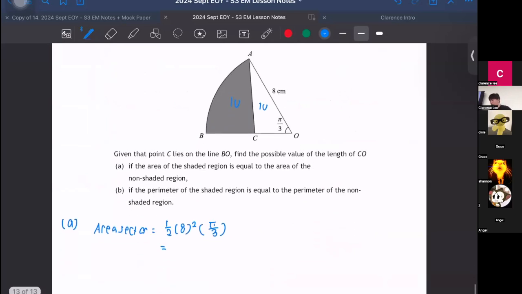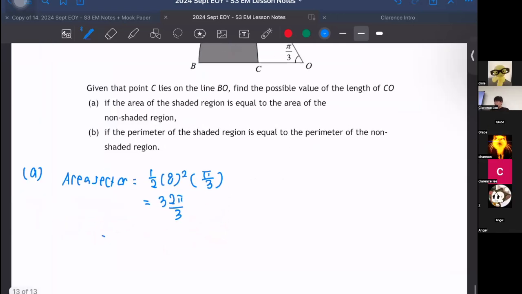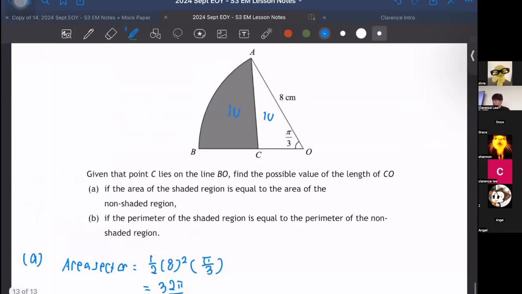So from here, what you will get is actually 32 pi over 3. Since they are equal, shaded is equal to unshaded, your shaded will just be equal to 32 pi over 3 divided by 2 to give me 16 pi over 3. This is for shaded. So for the unshaded portion, this is in the shape of a triangle.